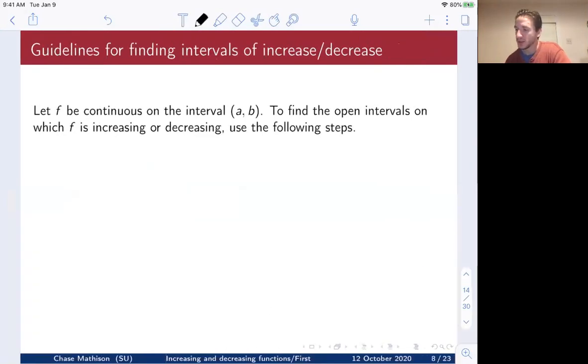Okay. So guidelines. We've got a few guidelines for finding intervals of increasing or decreasing for a function. Say f of x is a continuous function on the open interval a to b. To find the open intervals on which f is increasing or decreasing, we're going to use the following steps.